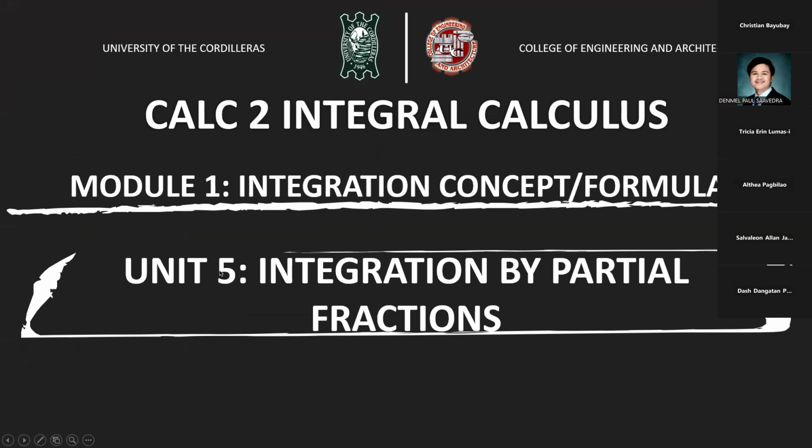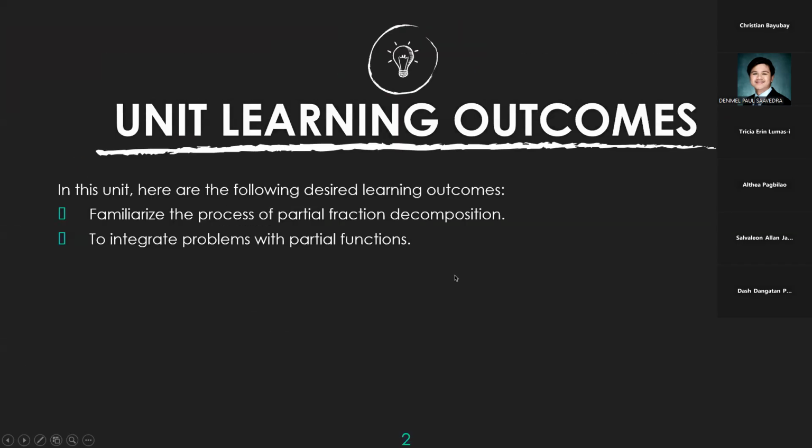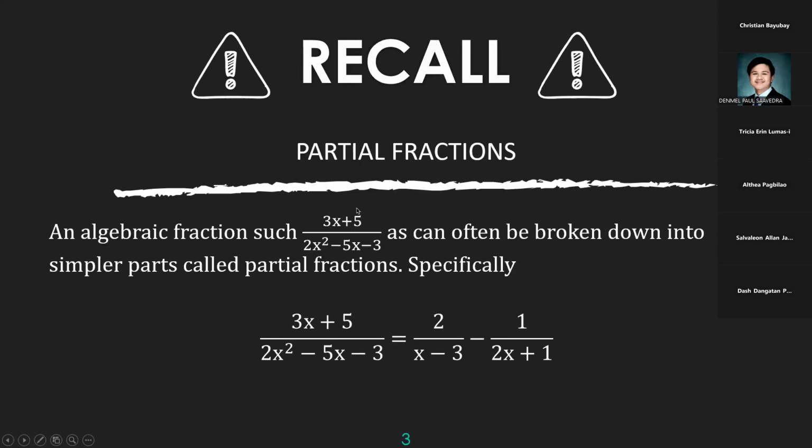So we are now on the Unit 5, Integration by Partial Fraction. The unit learning outcomes of this module are to familiarize the process of partial fraction decomposition, and then to be able to integrate problems with partial functions. Just a recall, an algebraic function such as 3x plus 5 over 2x squared minus 5x minus 3 can often be broken down into simpler parts called partial fractions, specifically this one.